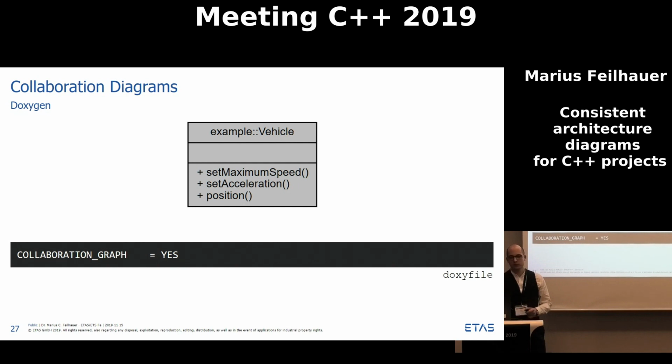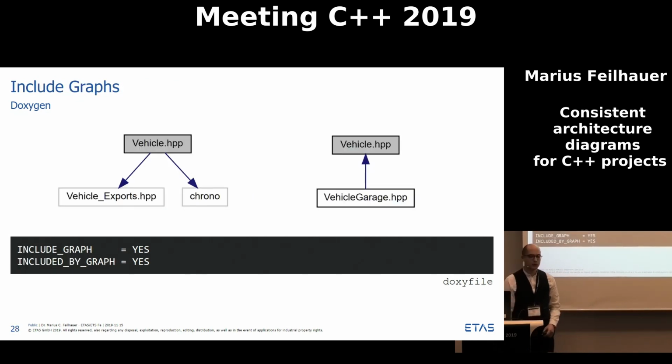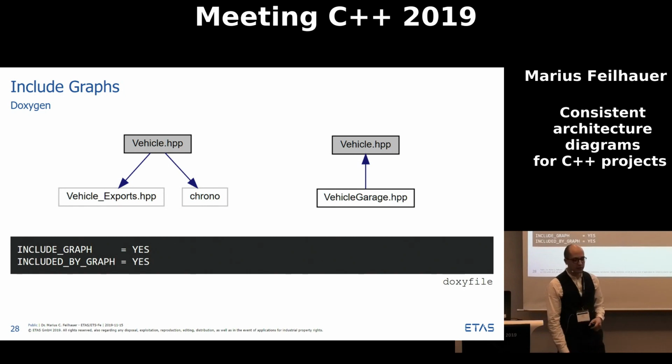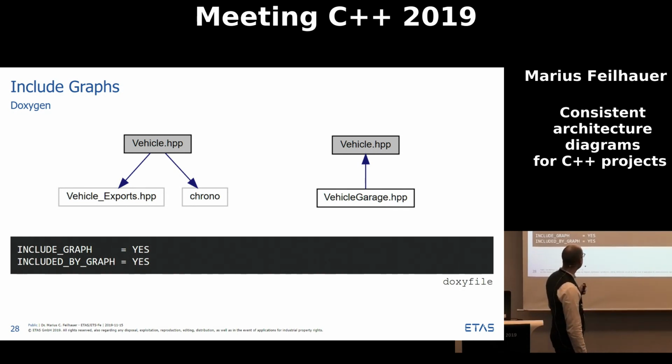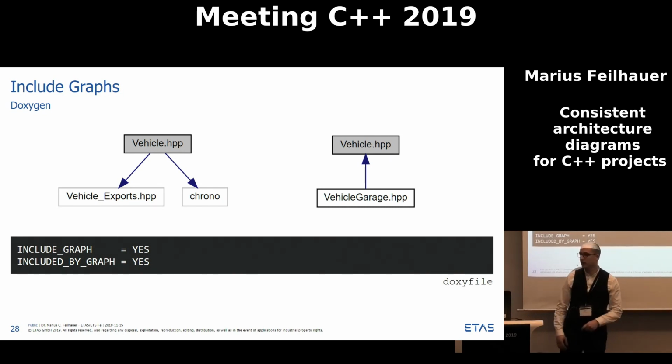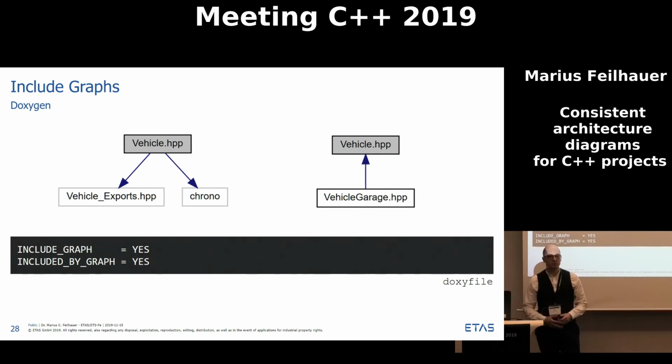And next to collaboration diagrams, there are include graphs. So that's on a file-based level. Doxygen can also generate them automatically to give you an overview of which files are included. So here in this example, vehicle.hpp includes vehicle exports and chrono. And vehicle.hpp is included by the vehicle garage. So vehicle garage is using the vehicle. Yeah, you get them for free. So I encourage you to use these visualizations also. So that's it for the completely automatic approaches.